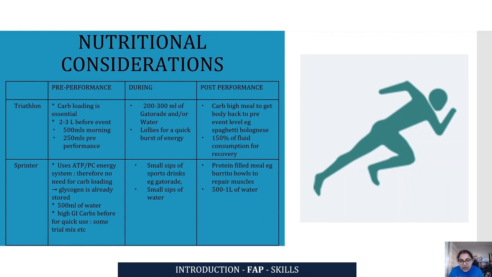Now for a sprinter, they are going to use the ATP-PC system. So that means they don't actually need carb loading because it's not really going to help with anything. They're not going to use their aerobic system. So the glycogen that they need is already stored.